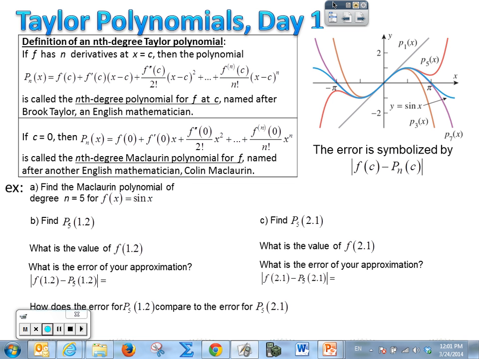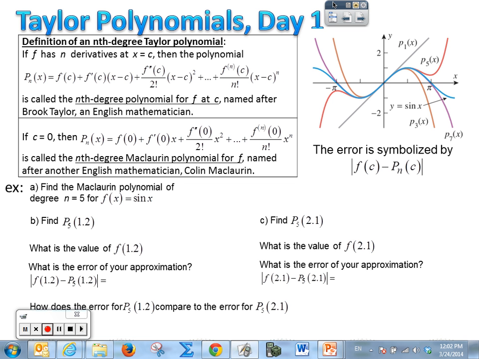We know that polynomials are pretty straightforward and easy to work with, and so mathematicians have come up with a technique to approximate different types of functions with a polynomial. That's what we're looking at here, Taylor polynomials. Now, let's look at what that is basically.